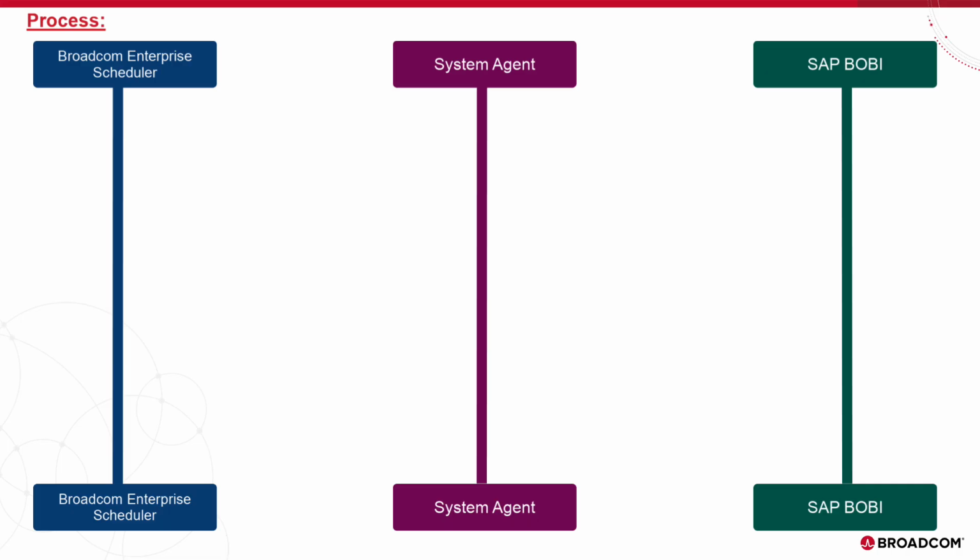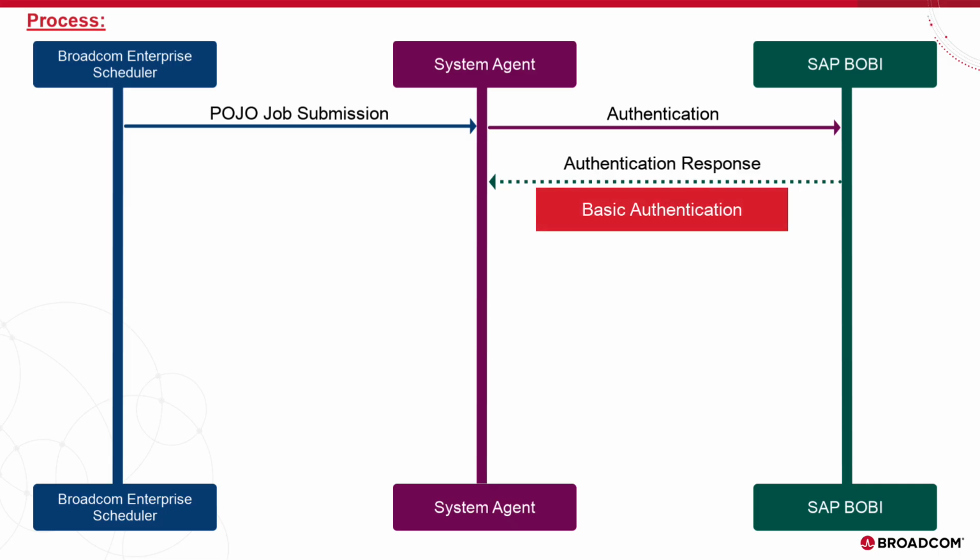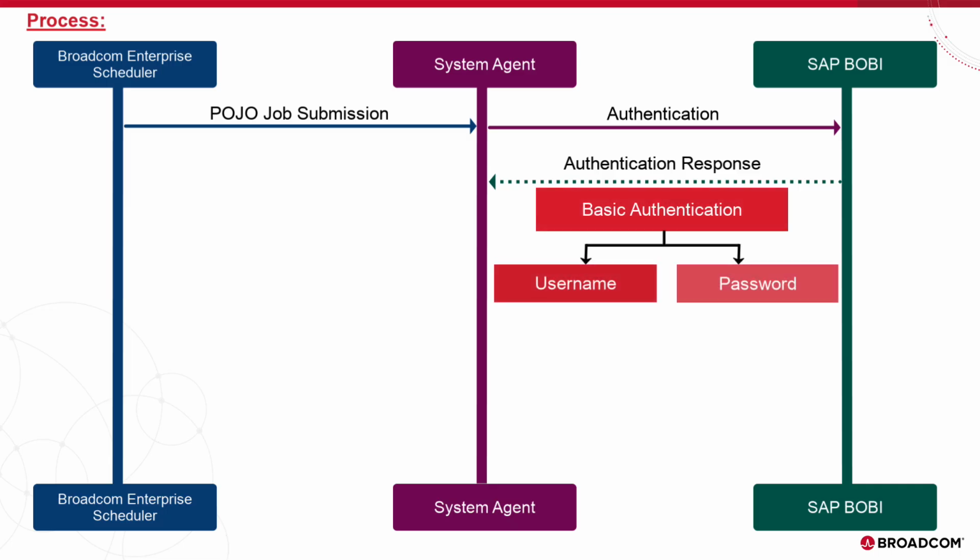The AutoSys scheduler submits the POJO job to the system agent. The system agent acknowledges the job from the scheduler and initiates communication with the SAP BOBI server. The system agent then initiates authentication based on the specifications defined in the J2EE authentication properties. In this video, we use basic authentication, which uses a combination of a username and a password.